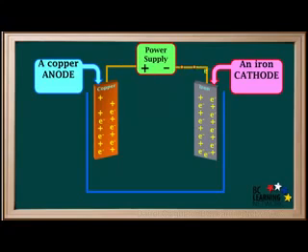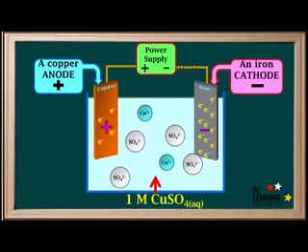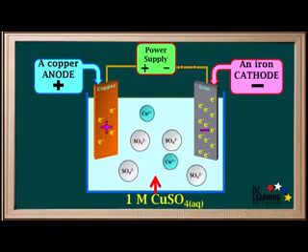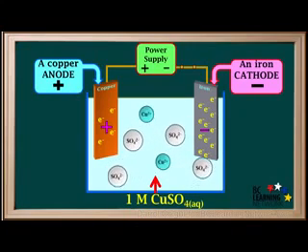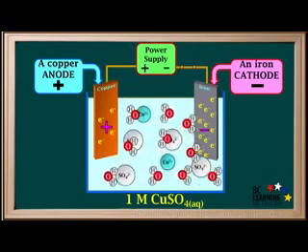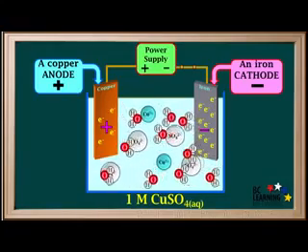When the switch is closed, the power supply takes electrons from the copper anode and pumps them onto the iron cathode. So the anode becomes positive and the cathode becomes negative. We'll simplify the electron symbols on the electrodes. And we'll add a 1 molar copper 2 sulfate solution to the container. The copper and the sulfate ions are moving randomly in the solution. But this solution is aqueous, so we can also show some of the water molecules present.